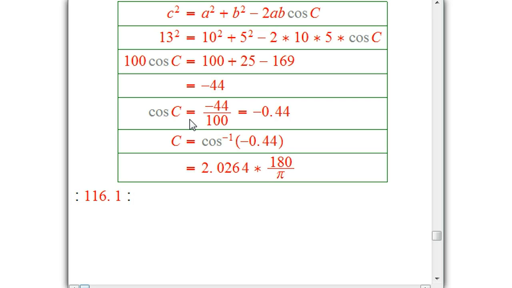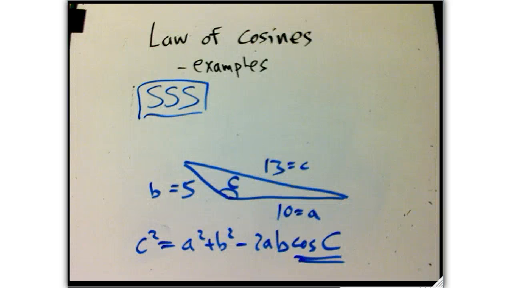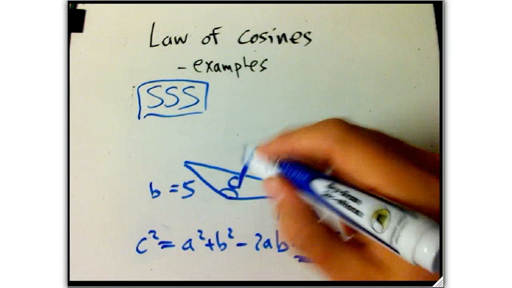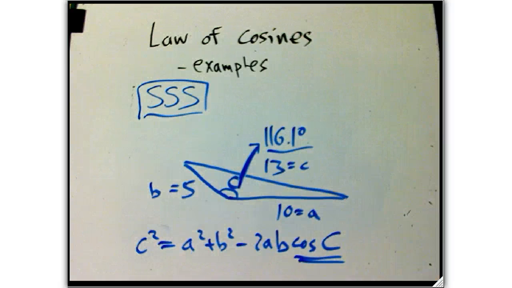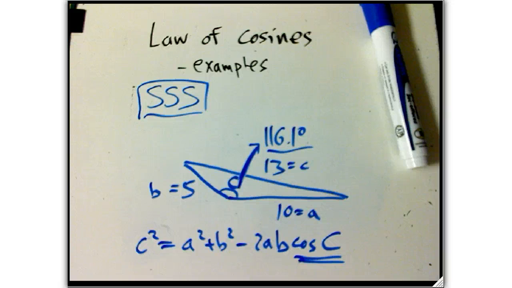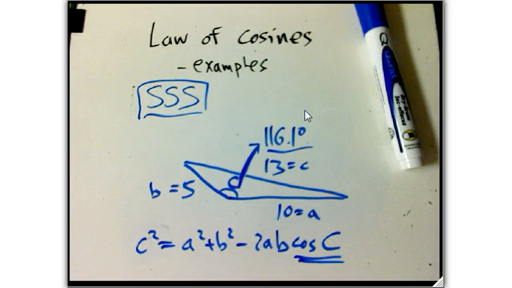So that's going to be, in this picture, this angle is about 116.1 degrees. So I overestimated how big that angle is, it looks like, in my picture. But that's the general idea. It's definitely an obtuse angle.